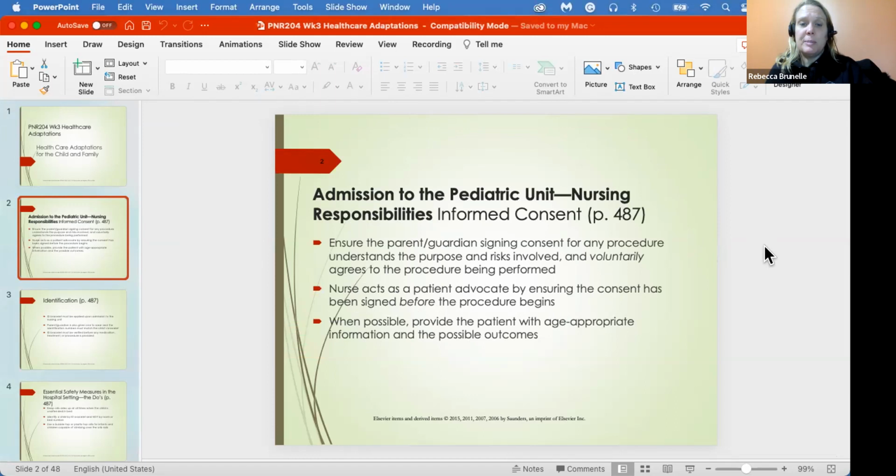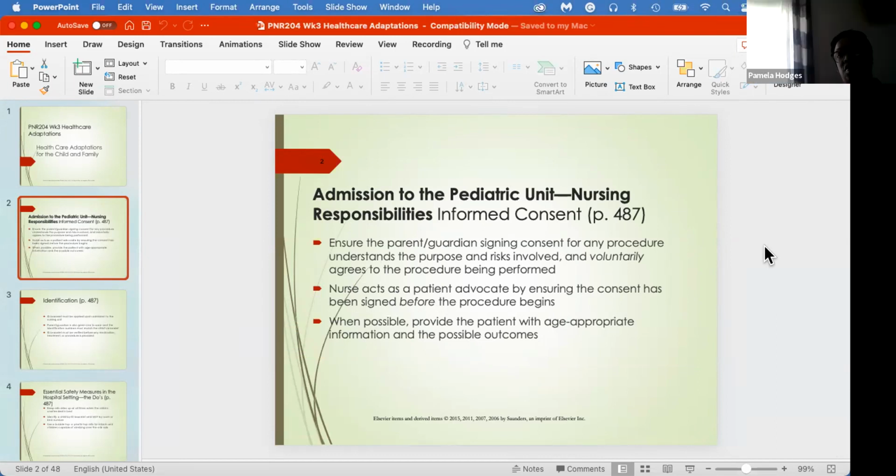So there are some very specific things you need to do when kids get admitted into the hospital. I know several of you work. Can you share with me what the nurse's responsibility is, generally speaking, on admission? What sorts of things does the nurse have to do right when a patient comes into the hospital?